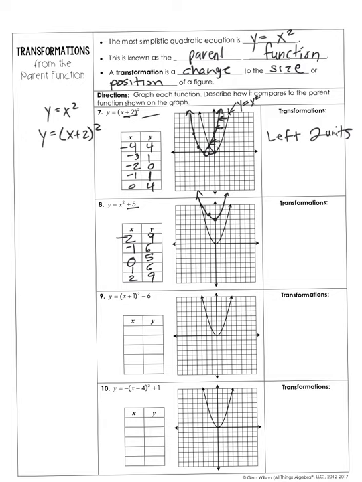And what happened? Well, it looks like this time the graph shifted up. How many did it shift up? 1, 2, 3, 4, 5. So this graph shifted up 5 units. And I want you to notice when something is being added right out here, outside the parentheses, the graph shifts up. Okay. Wonder what it does when something's being subtracted.